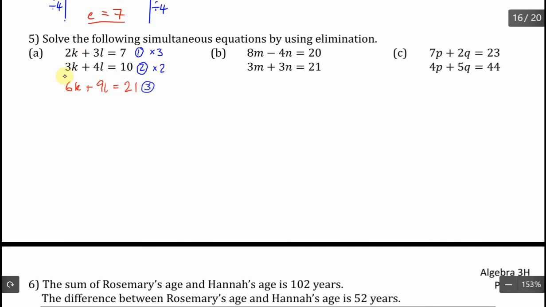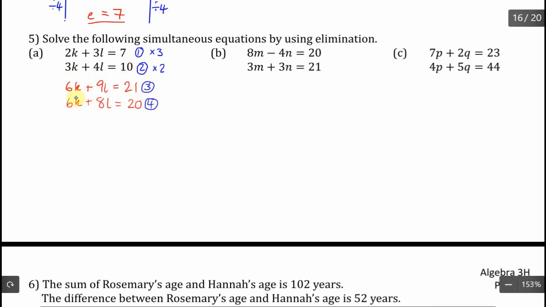Now I'm going to multiply this by 2 and get 6k. If I double the 4l, I'll get 8l. And if I double 10, I'll get 20. And I'm going to call that equation 4. And now I'm just going to be focusing on these two equations and forgetting the first two for now.